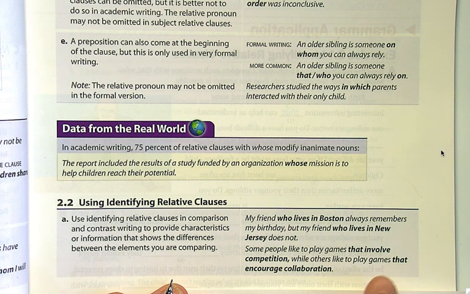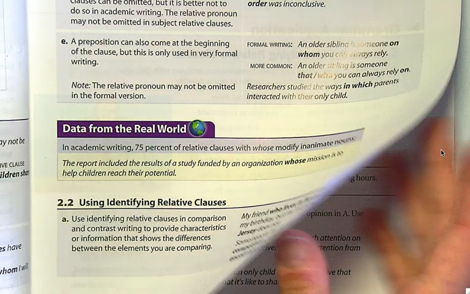These are both identifying adjective clauses because we need this information to determine which kind of games we're talking about here compared with which kind of games we're talking about here. So identifying relative clauses can be essential in our comparison grammar.